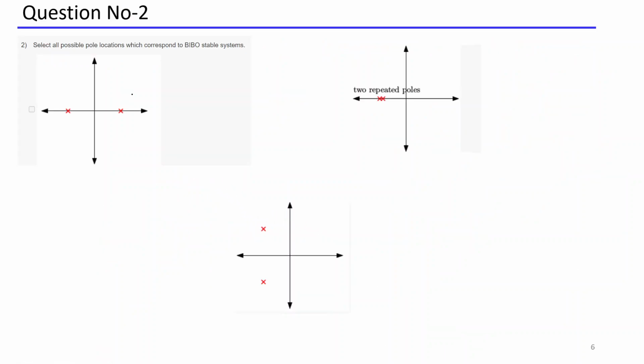Based on the pole-zero location, you can find out whether the system is stable or not. This is the homework for you. You can see one right hand side pole, so the system is not stable. Two repeated poles on the left hand side, the system will be stable. This is also a stable system. All are stable systems except the first one, which is not stable.